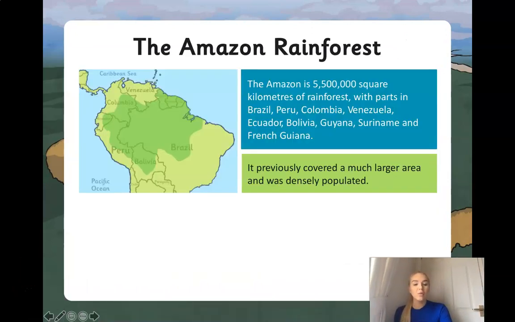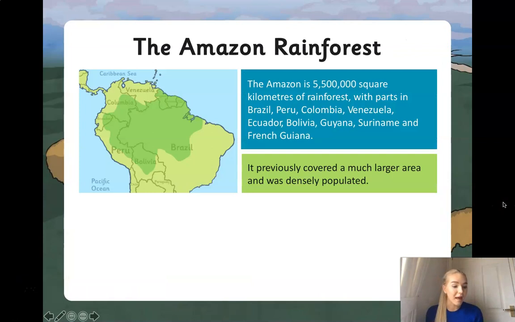So today we're going to look at the Amazon rainforest compared to Sherwood Forest. Now, we have been doing a lot of work on rainforests, but we haven't really zoomed in to learn some really interesting facts about the Amazon rainforest, and that's what you're going to do today.